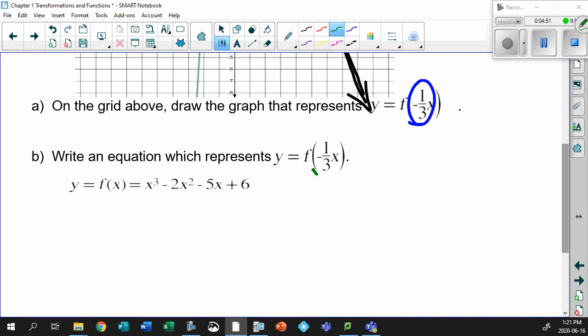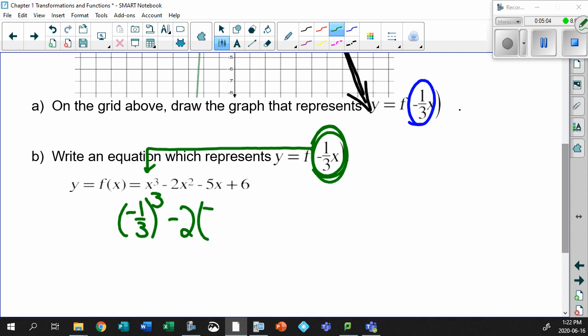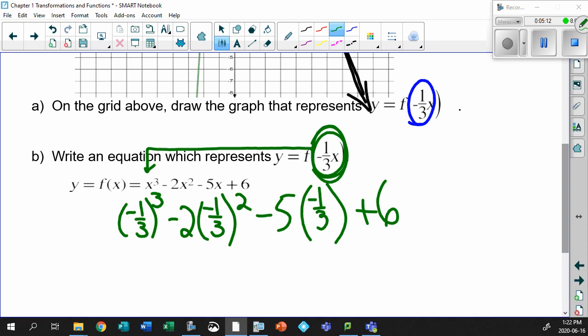Remember what this means. This means to substitute every x with -1/3 x. So this is now -1/3 x cubed minus 2 times (-1/3 x) squared minus 5 times (-1/3 x) plus 6. Interesting. Let's go out and solve this. Minus 1/3: a minus times a minus is a positive, times a minus is a minus. 3 times 3 is 9, times 3 is 27. So that's 1 over 27, right?